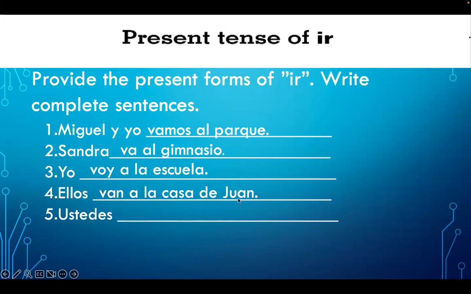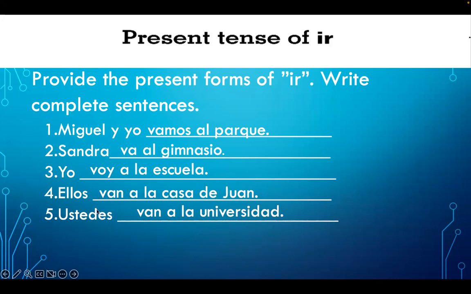Ellos van a la casa de Juan. Ellos estudian en la casa de Juan, ellos juegan en la computadora. Ustedes van a la universidad. Ustedes estudian en la universidad, ustedes cantan en la universidad.